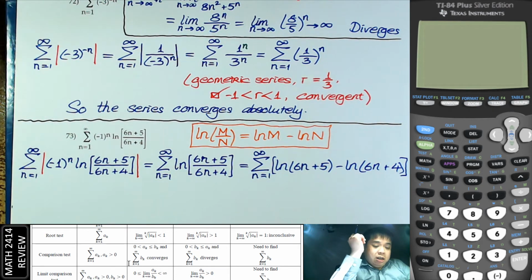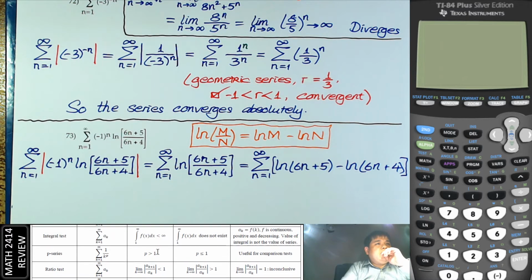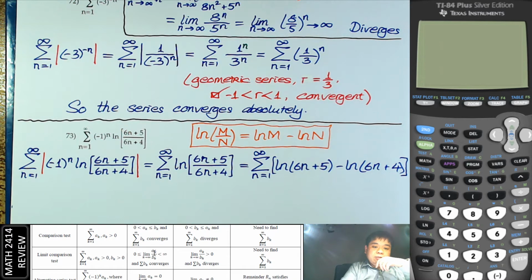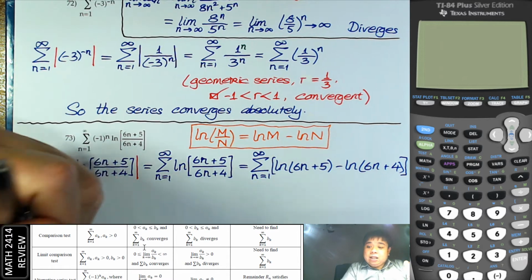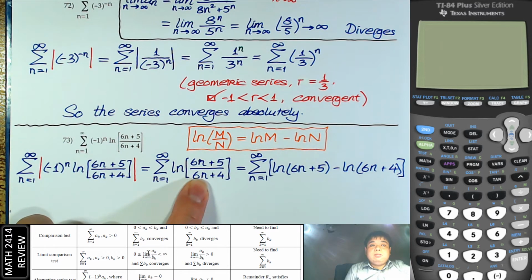So like I said, when I look at all the tests, none of them are obvious. The only thing that I can think of, of course, is the direct comparison test, or comparison test, where there might be a series that we can compare to, which like I said, is not obvious. I don't see it right away. What I can see is, well, we did say that it is positive, right?